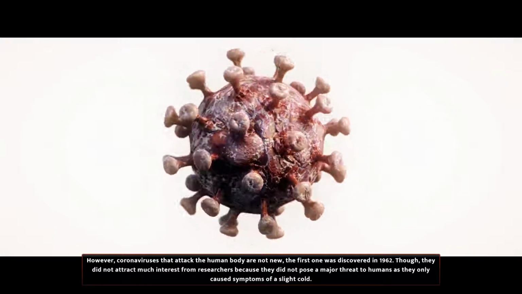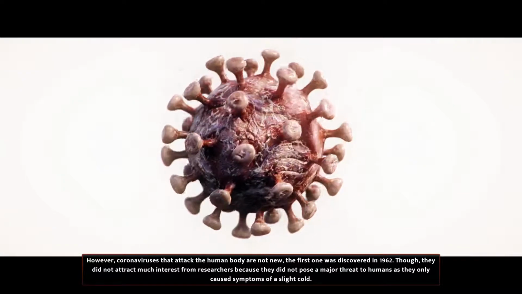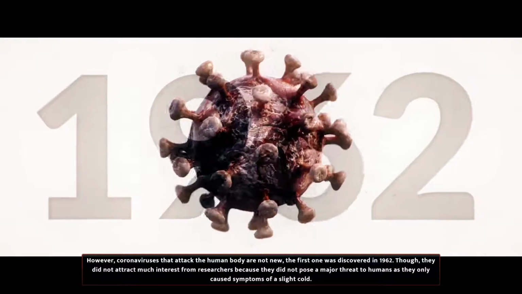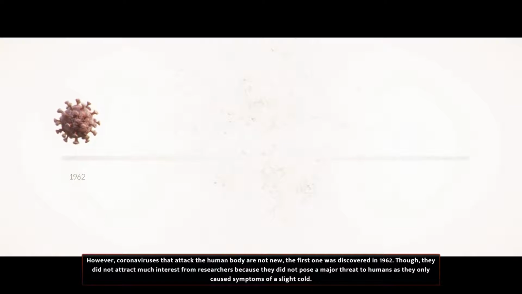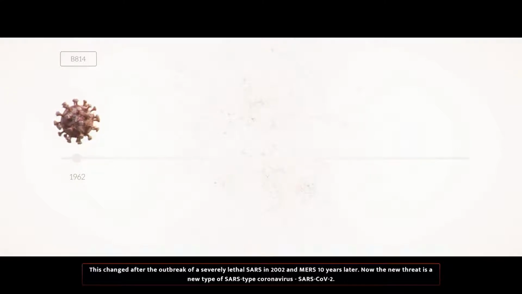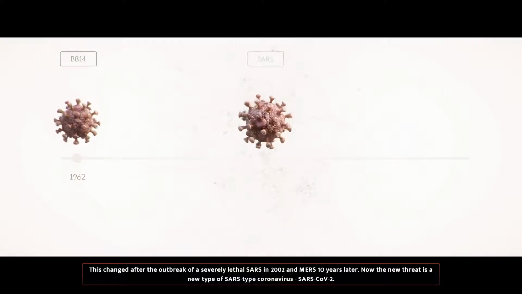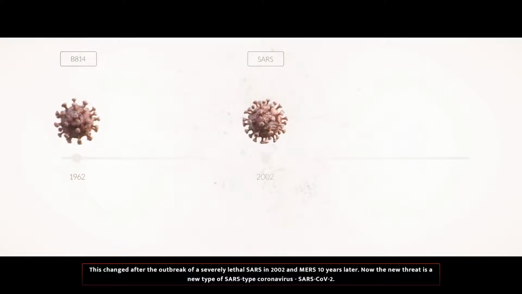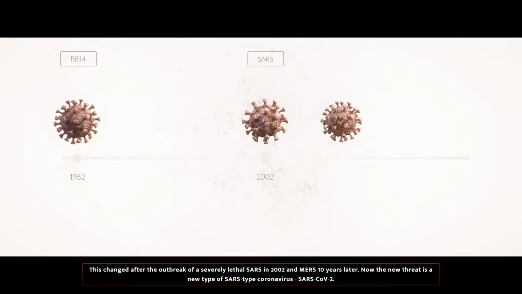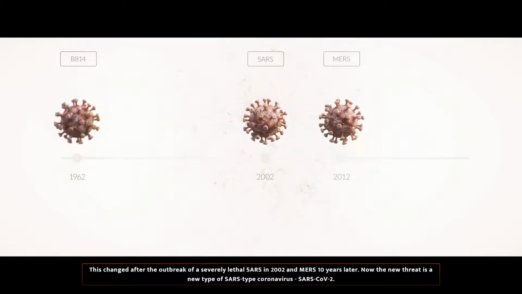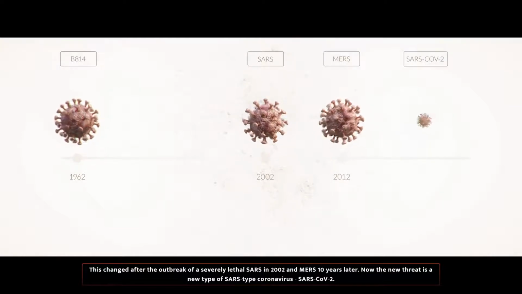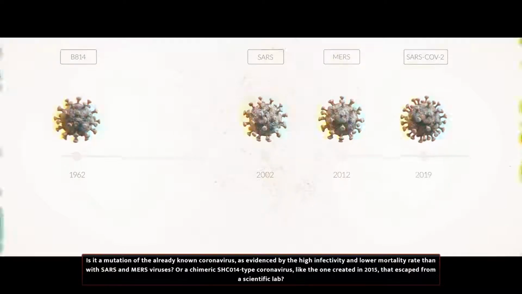However, coronaviruses that attack the human body are not new. The first one was discovered in 1962, though they did not attract much interest from researchers because they did not pose a major threat to humans, as they only caused symptoms of a slight cold. This changed after the outbreak of a severely lethal SARS in 2002 and MERS 10 years later. Now the new threat is a new type of SARS-type coronavirus, SARS-CoV-2.